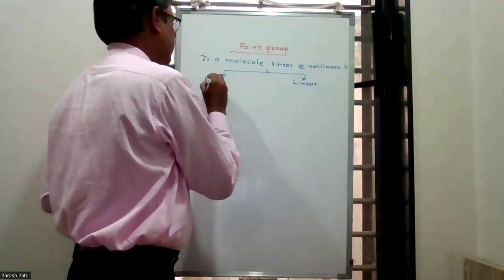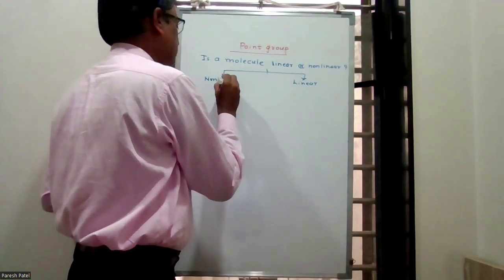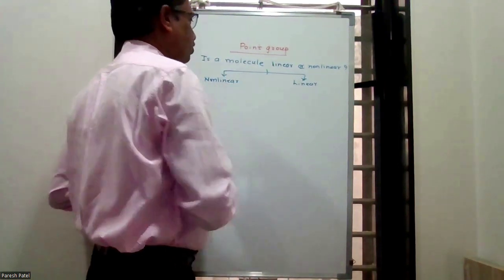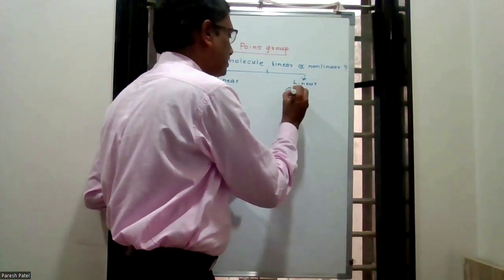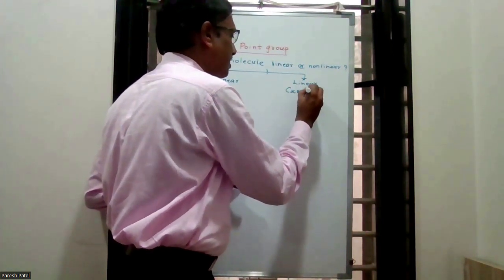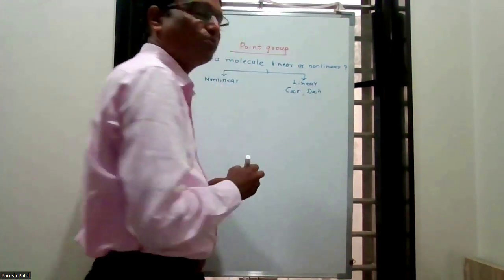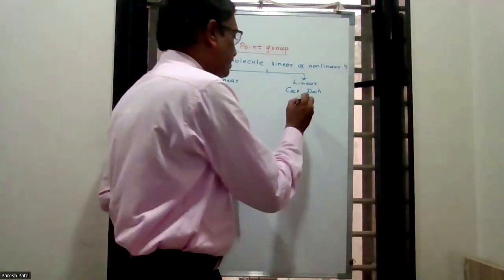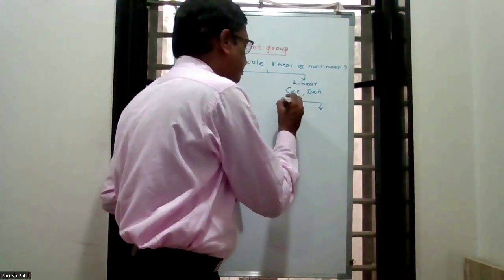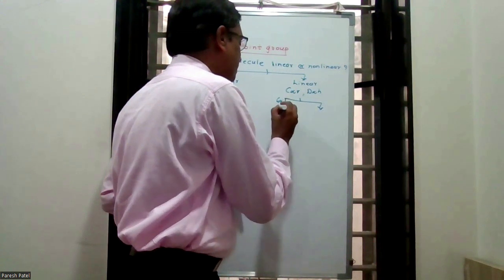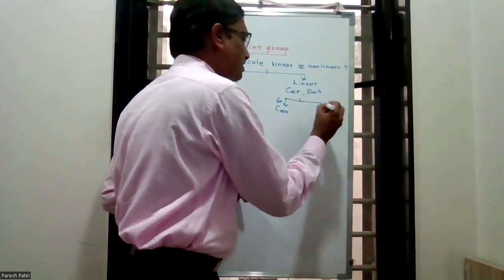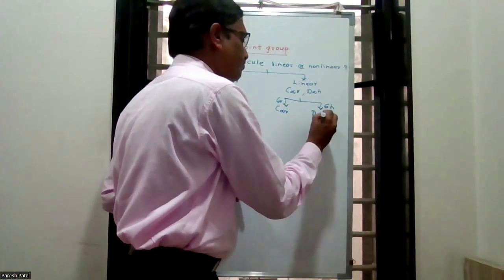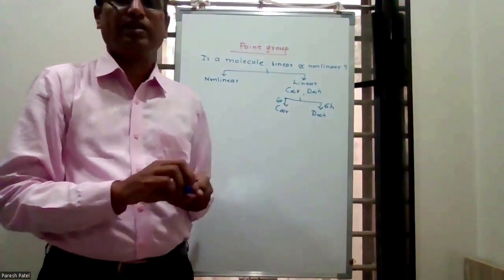And non-linear. If our molecule is linear, then the C infinity v and D infinity h point groups may be present. Now, in this one, if sigma v is present, then the C infinity v point group may be present. And if sigma h is present, then the D infinity h point group may be present.